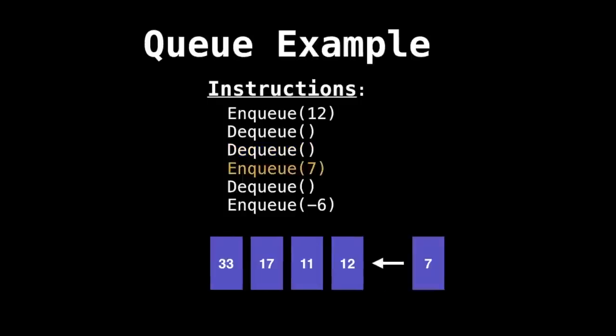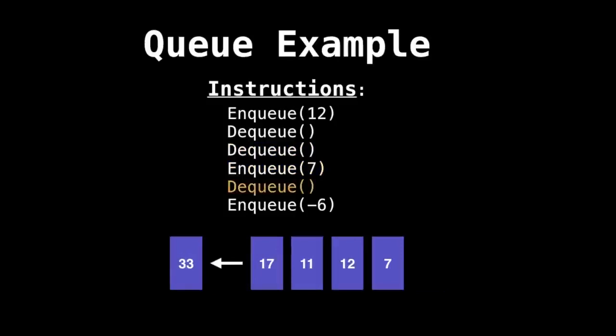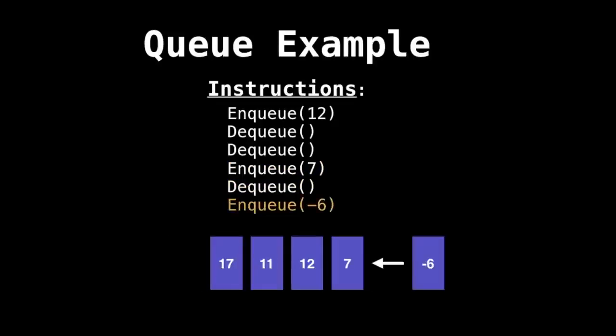Next, enqueue 7, so add 7 to the back of the queue. Dequeue, so remove the front element, being 33. And lastly, enqueue -6, so add it to the back of the queue, just like that.